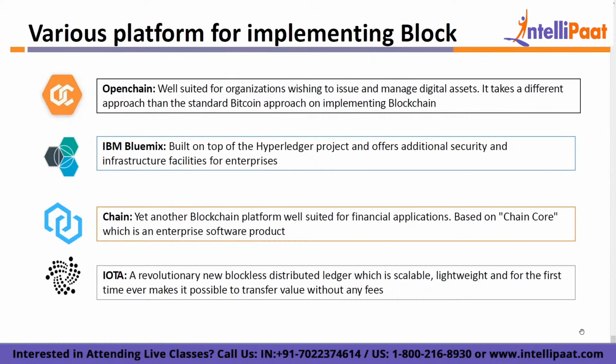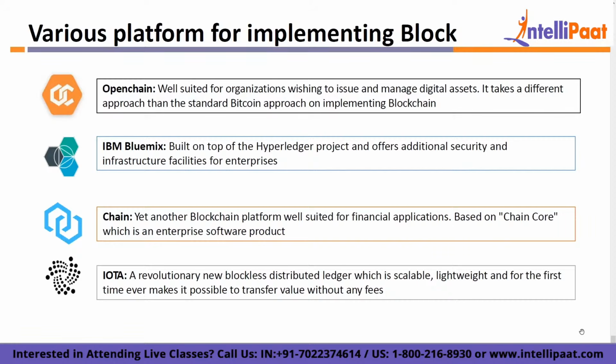Then IBM Bluemix. Being a giant player, IBM also has its own blockchain network and platform on IBM Bluemix, built on top of the Hyperledger project, and it offers additional security and infrastructure facilities for enterprises. So IBM is preparing blockchain in such a manner that it is enterprise ready and can be directly used by enterprises and financial or other organizations to start and migrate their existing applications to the blockchain network in order to utilize the features and benefits provided by blockchain.